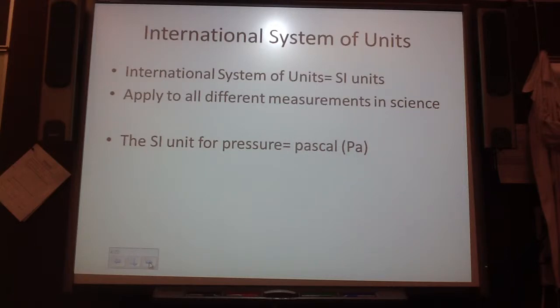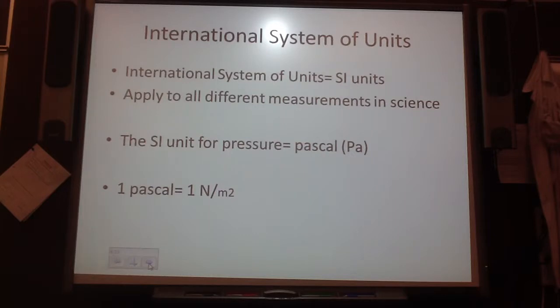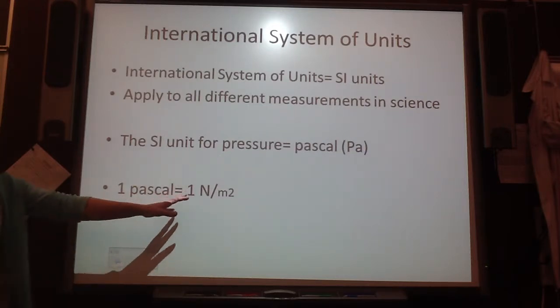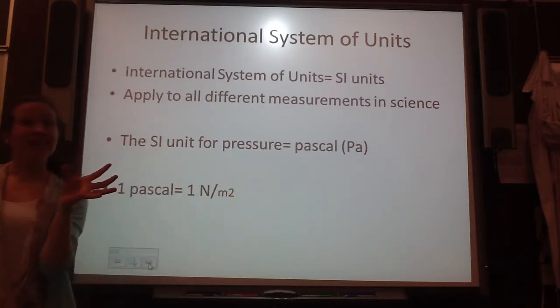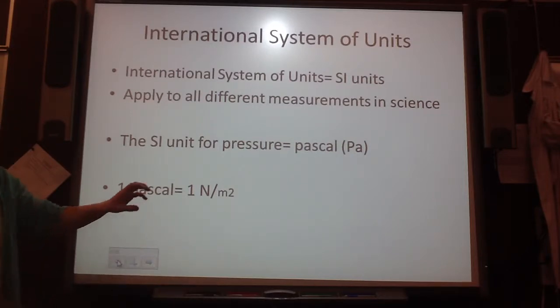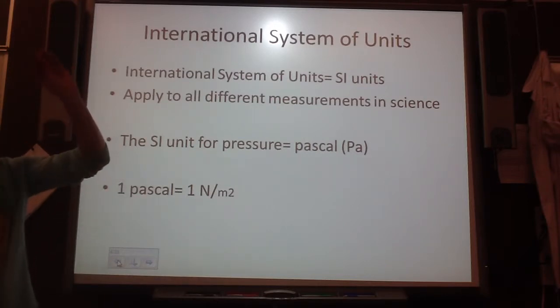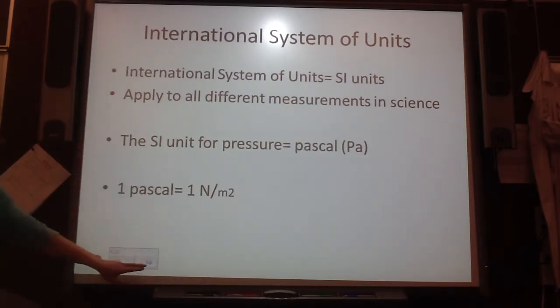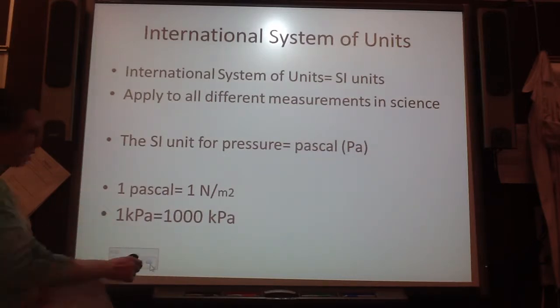Pascal is Pa. 1 Pascal equals 1 Newton per meter squared. So the amount of force exerted over a certain area is pressure. When we think about it, it's like the force the molecules are exerting over the area of a can. Okay? So 1 kilopascal is 1,000 pascals, not kilopascals.